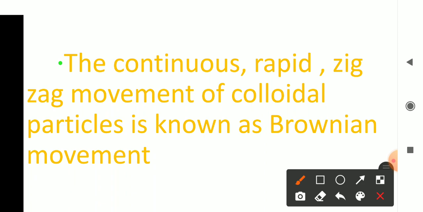So, what is Brownian movement? The continuous rapid zigzag movement of colloidal particles is known as Brownian movement. With this, Brownian movement is over, then we have to discuss the Tyndall effect, the second property of colloidal particles. It is also a very easy one.